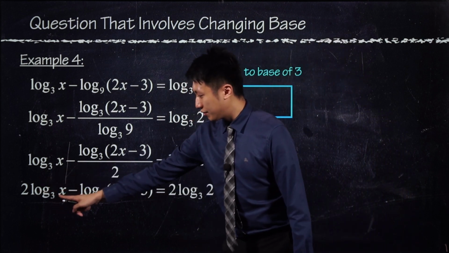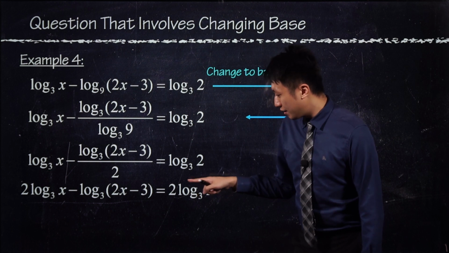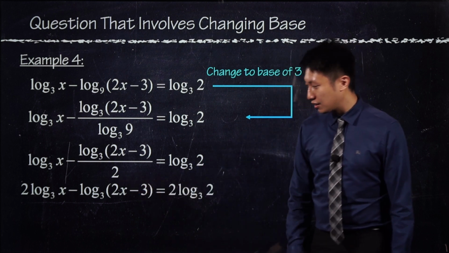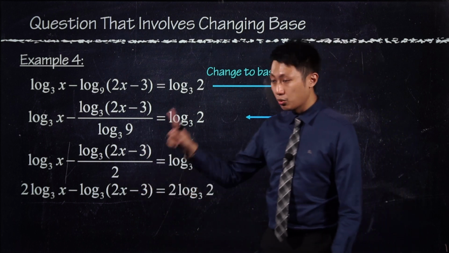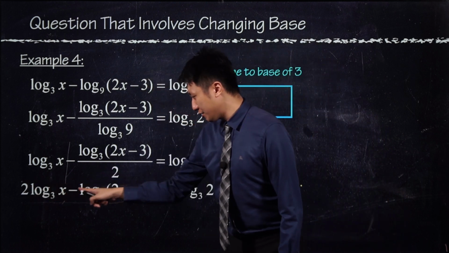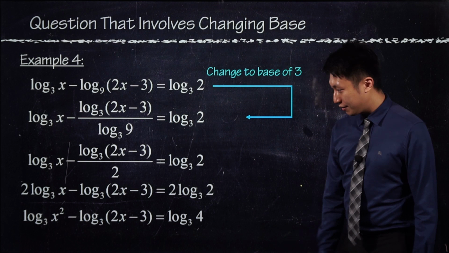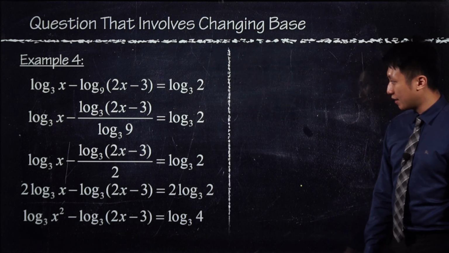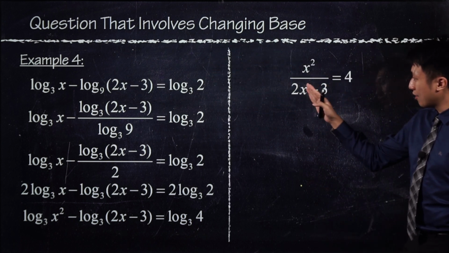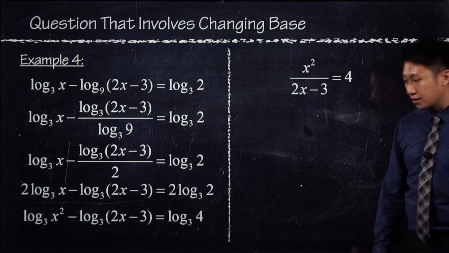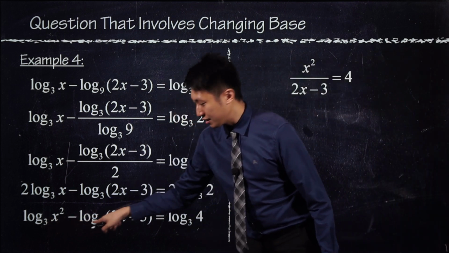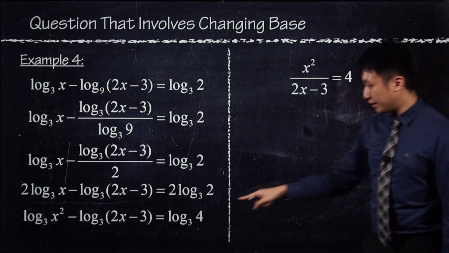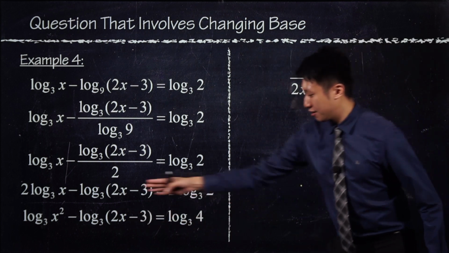So 2 log 3 of x minus log 3 of (2x minus 3) equals 2 log 3 of 2. Now I see everything is in log 3. I want all coefficients to be 1, so I throw everything inside. This one needs no throwing inside. This one I throw inside and I get x squared. This one is not changing, and this one becomes 4. So x squared over (2x minus 3) is equal to 4. Do you see why? Log A minus log B is log of A divided by B. Then I'm comparing log and log, so I just take them inside.